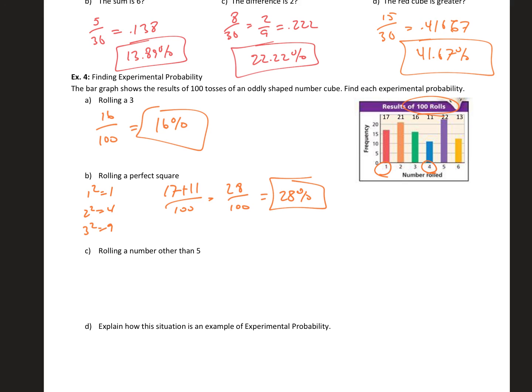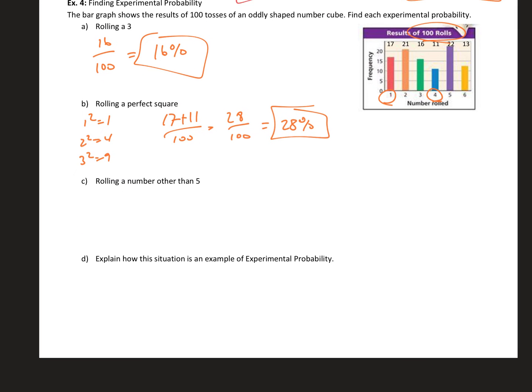All right. What is the probability of rolling a number other than 5? So not 5. I'll show you 2 ways to do this. So one way would be adding up all the numbers. So 17 plus 21 plus 16 plus 11 plus 13 over 100. If I add those up together, 17, 21, 16, 11, 13, that gives me 78. So 78%.